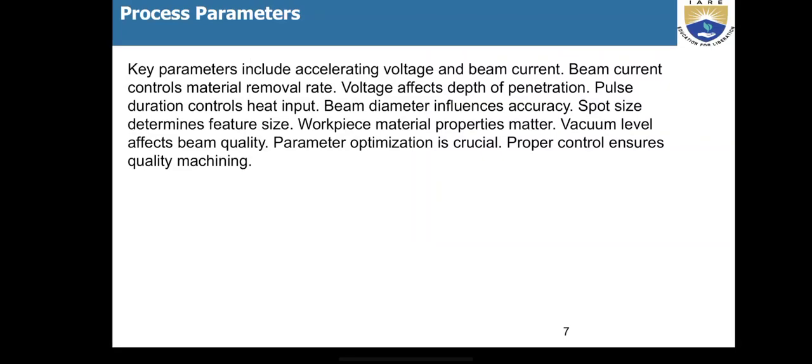Process parameters. Key parameters include accelerating voltage and beam current. Beam current controls material removal rate. Voltage affects depth of penetration. Pulse duration controls heat input. Beam diameter influences accuracy. Spot size, workpiece material properties matter. Vacuum level affects beam quality. Parameter optimization is critical. Proper control ensures quality machining.